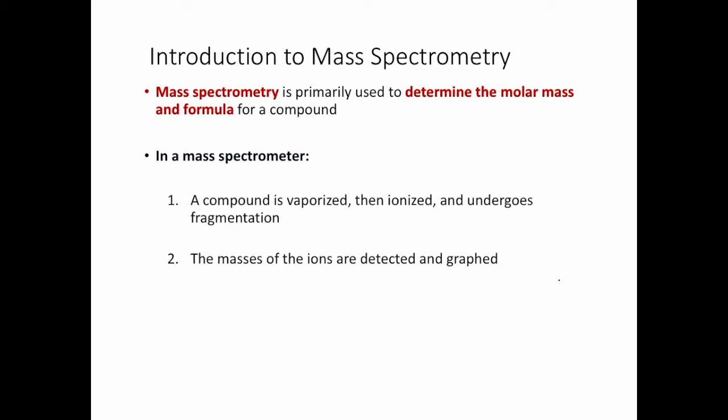This video gives an overview of mass spectrometry. Mass spectrometry, or mass spec for short, also just abbreviated MS, is used to determine the molar mass and formula for a compound. The process involves vaporizing and then ionizing a compound, which then undergoes fragmentation. And then in the instrument, the masses of the ions are detected and graphed.